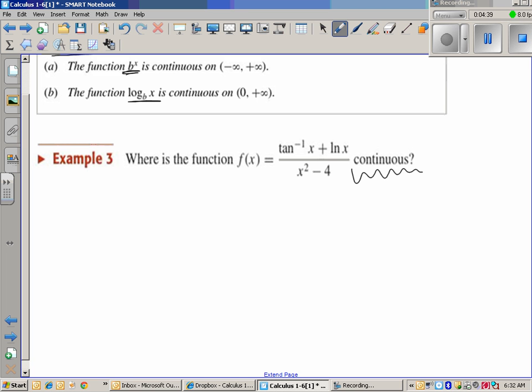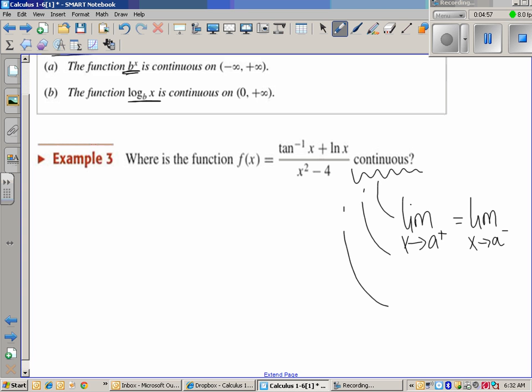The second thing I need to do, logically, is I need to remember what the 3 requirements are for continuity. So the first thing that you're looking at is the right-hand limit has to equal the left-hand limit.